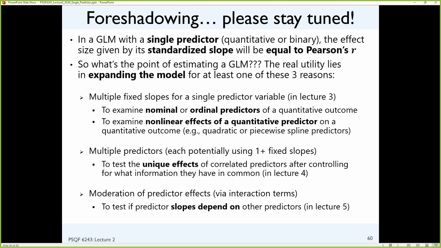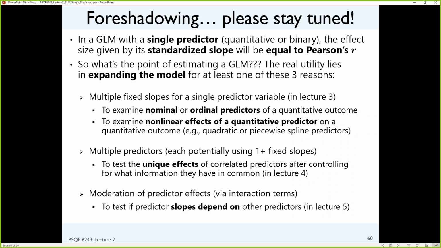Now the real utility is in expanding the model. There's a lot of instances in which you might want to do this. In the next unit, we will look at how to examine nominal or ordinal predictors. Those are categorical variables that have 3 or more levels. We can't stick a slope in for them and have that work. It won't mean anything.